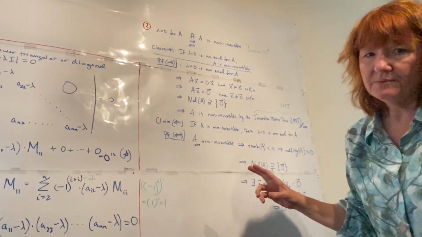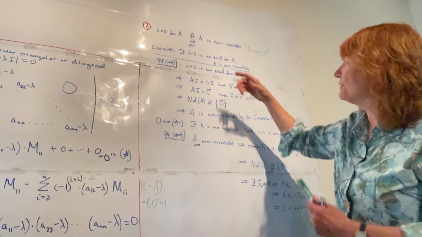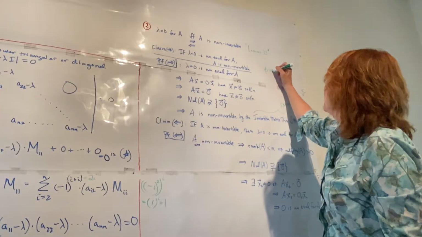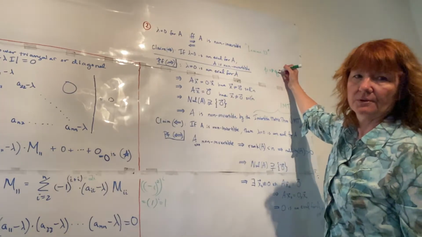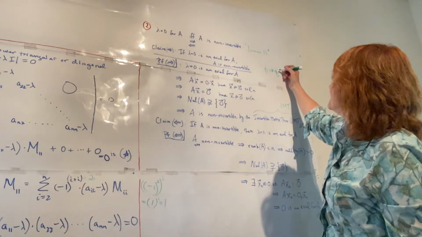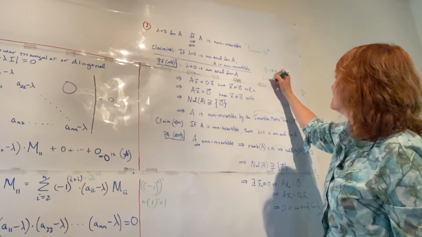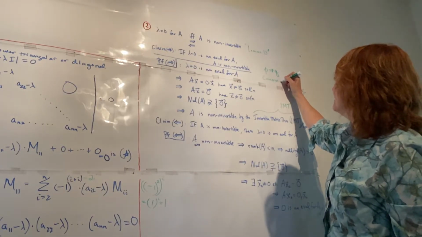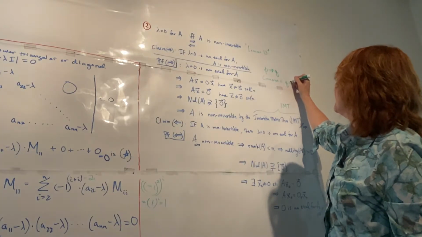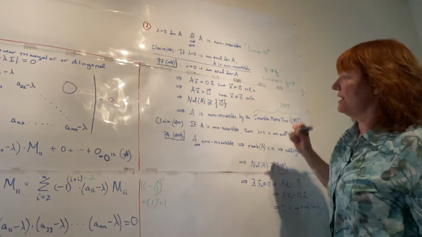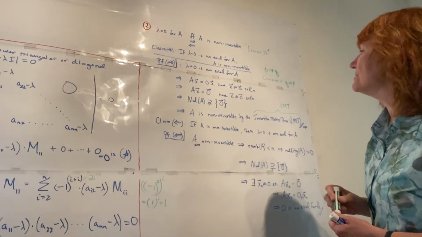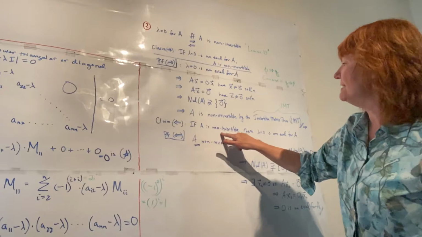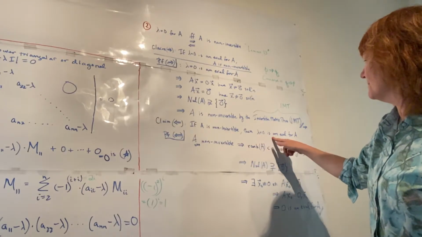Okay, so now remember that if you have an implication, P implies Q, okay? If that's an implication, then its converse is not necessarily true. The converse is Q implies P. So we have to prove that here. So the converse of this would be if A is non-invertible, then lambda equal to 0 is an eigenvalue.